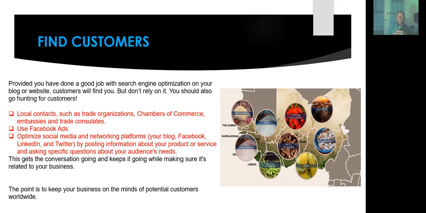So how will you do optimizing your social network? By posting information about your product or service and asking specific questions about your audience needs. So what do they need? Then you post about cassava, 1 ton, or you post about the health benefit of cassava. Next day you post about how you emphasize your services.